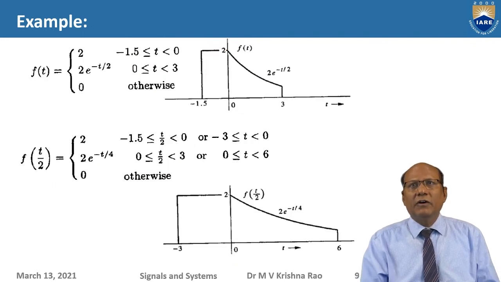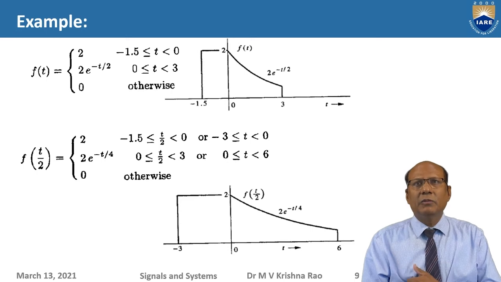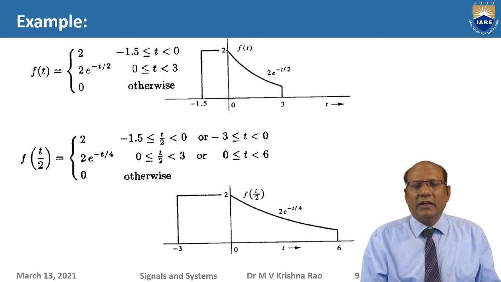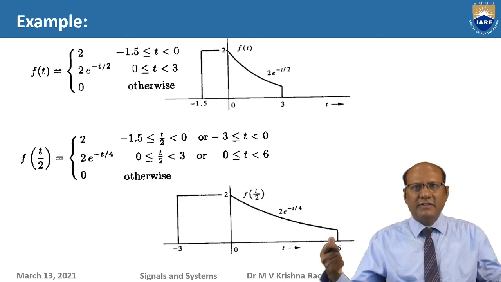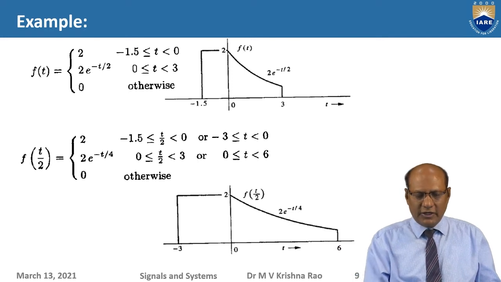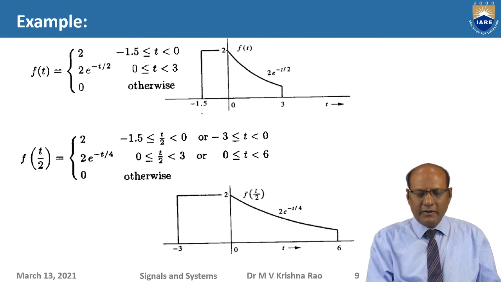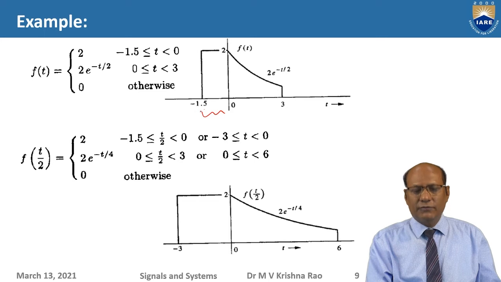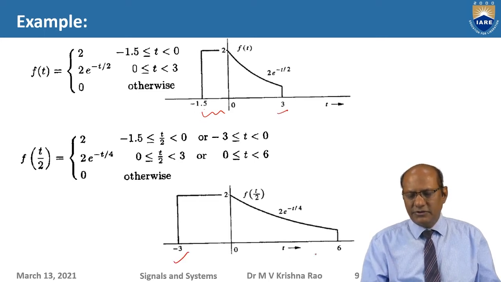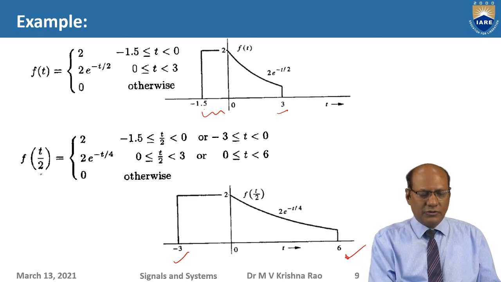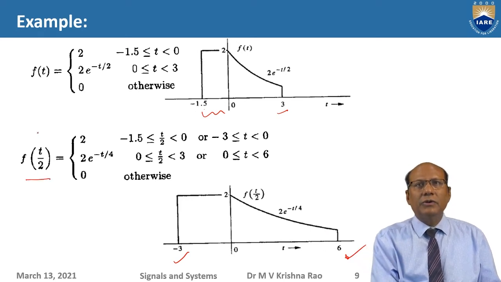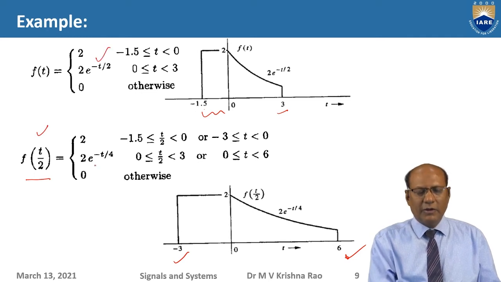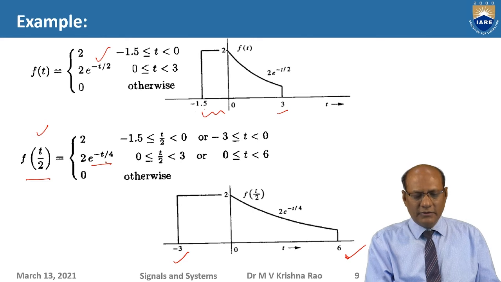Now, the same thing if I want to dilate: twice I want to dilate. I want to expand, to pull this signal twice. When I expand 1.5, it will become 3, and when I expand 3, it will become 6. Accordingly, you have to substitute in the mathematical equation t equal to t by 2. Here t equal to t by 2, so t by 4 becomes here, and this is t by 2.